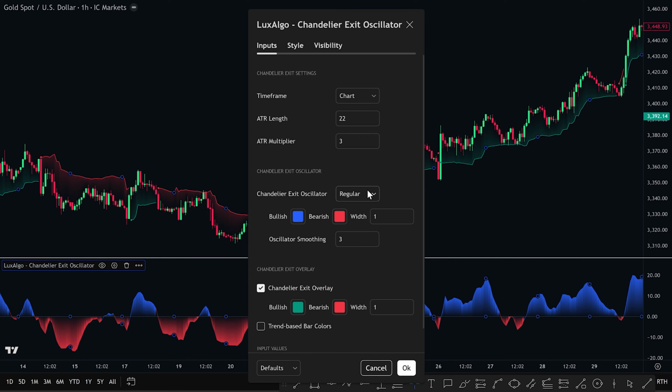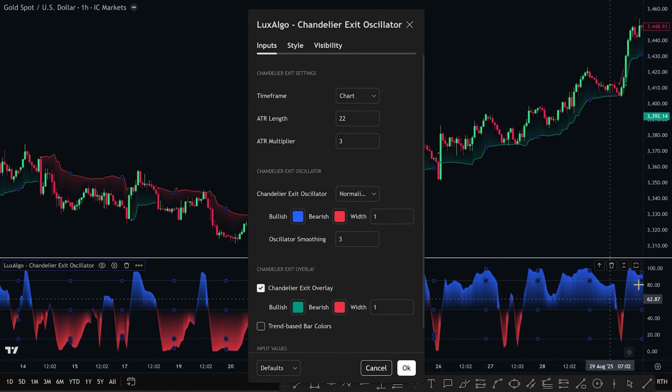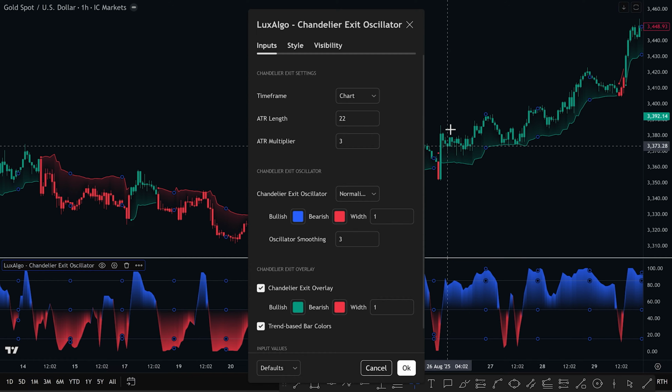You can also choose between regular and normalized modes. Regular shows raw oscillator values, while normalized smooths them out and rescales them between 0 and 100 for easier reading across different markets. And don't miss the trend-based bar coloring. With this option, your candles will automatically shift color depending on trend direction, making it easy to see at a glance whether you should be thinking long or short.